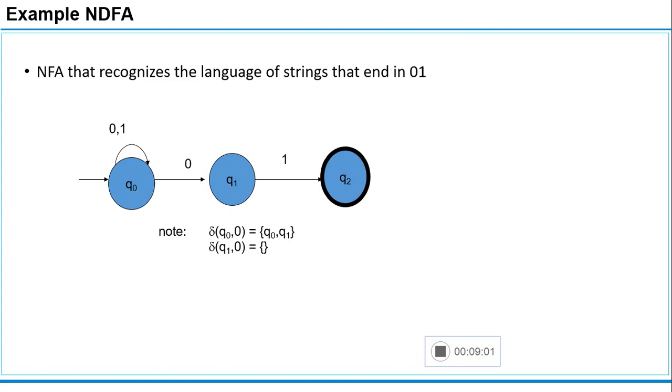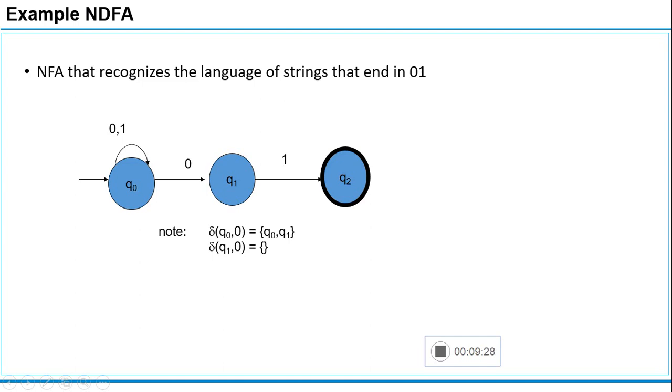And you can also have epsilon edges also. You can remember that. Okay. So in this example, we have taken a very simple example. NFA that recognizes the language of strings that end in 0, 1. So I am taking Q0, it is a start state, it is going to read 0, it is moving on to Q1, then it reads 1, it is moving on to Q2.